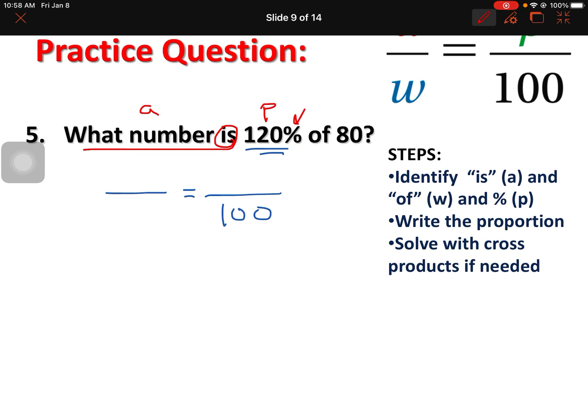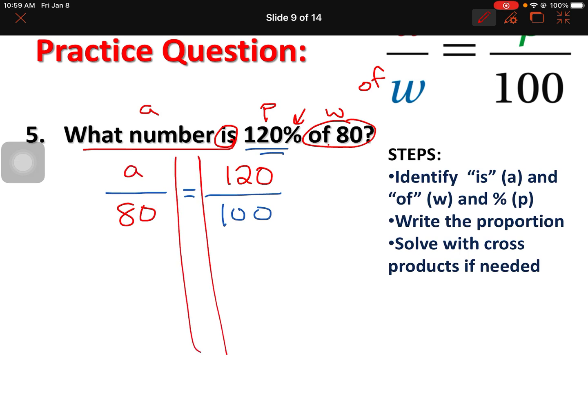There's your percent, easy to find, and then of 80. So what is 120% of 80? Well, 120% is going to go here. Of is the bottom, okay? That's our W. That's on the bottom, and we're missing A this time. Now, what you're going to notice is when you do over 100% of something, your answer is going to be greater than what it started as.